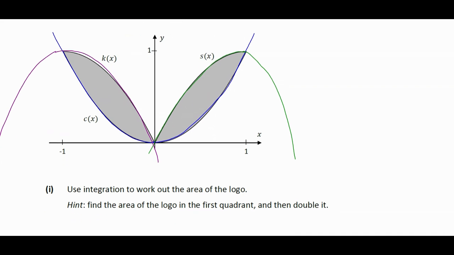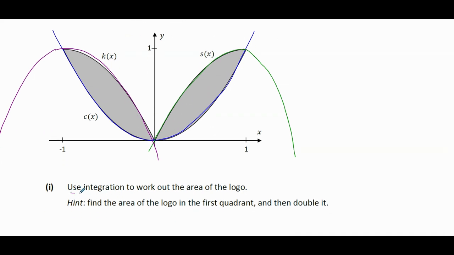So what do we need to do? Use integration. They are very good to tell us that it's integration we need to do to work out the area of the logo. Integration is what is used if I am looking for the area between two curves, and that's what I have here. And here they are saying, hint, find the area of the logo in the first quadrant and then double it. First quadrant being that. So first we are looking for this area, and then double it.